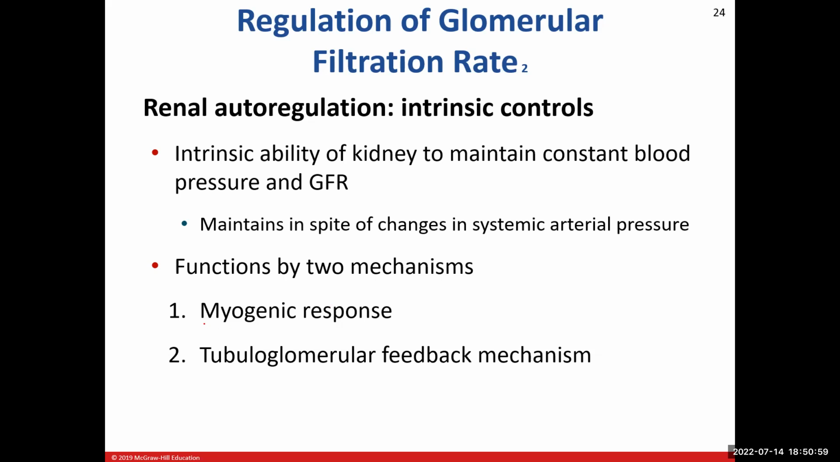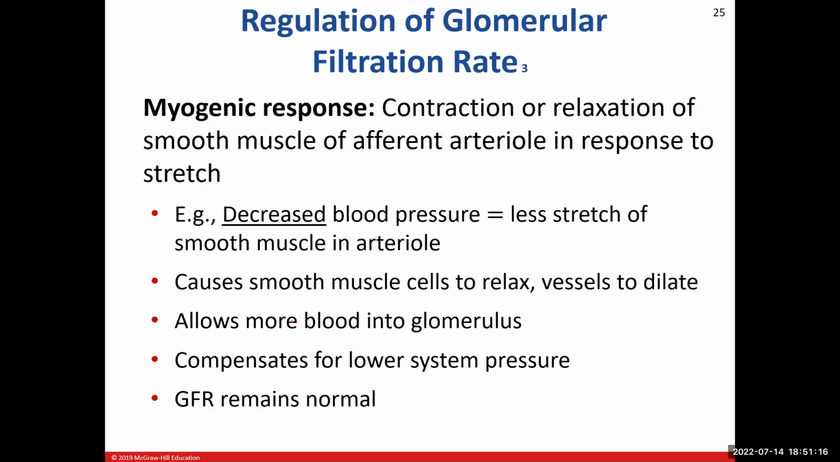If you notice the term myogenic, M-Y-O, think muscles. So we're going to be dealing with muscles of some sort. We're not going to be dealing with cardiac muscle because that's located in the heart, and we're not going to be dealing with skeletal muscle. So we're going to be stuck with our smooth muscle. The myogenic response deals with smooth muscle located in our blood vessel. The blood vessel we're going to deal with is the afferent arteriole. That's the entranceway that leads into the glomerulus.